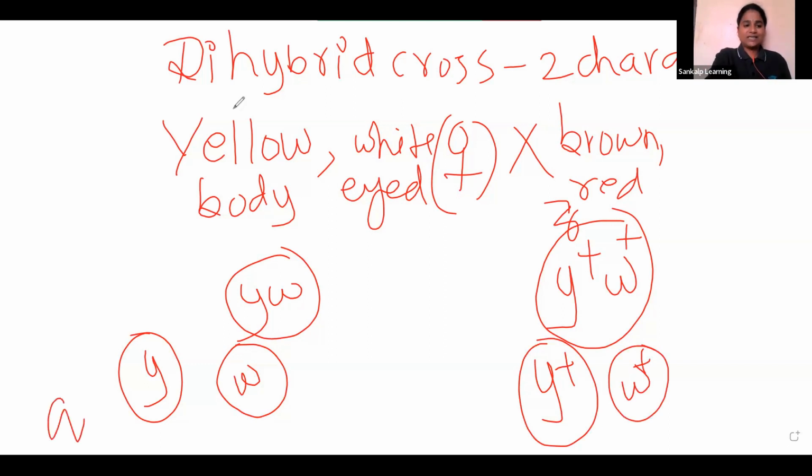These are the gametes, guys. Please cross it and let me know. YW, Y plus W plus. So what all combinations do we get?